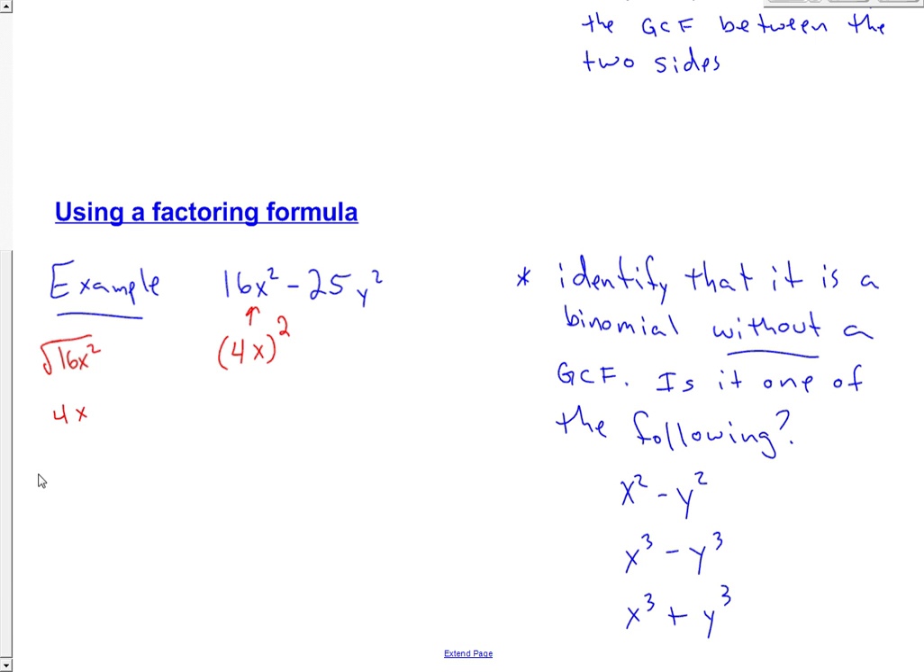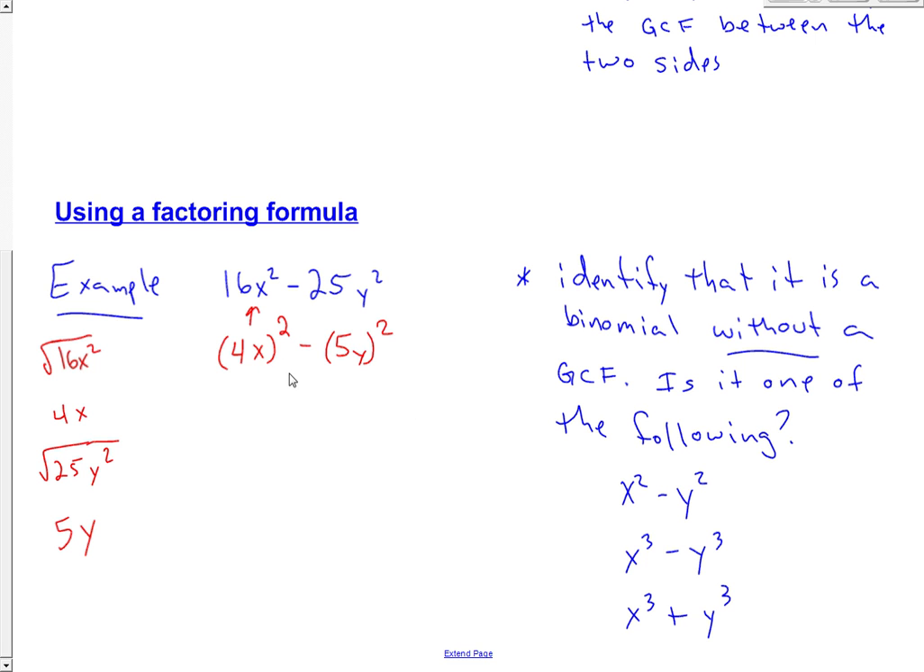Same thing with the 25y squared. If I take the square root of 25y squared, the square root of 25 is 5 and the square root of y squared is y. So I can rewrite 25y squared as 5y quantity squared. So now I have something squared minus something squared.